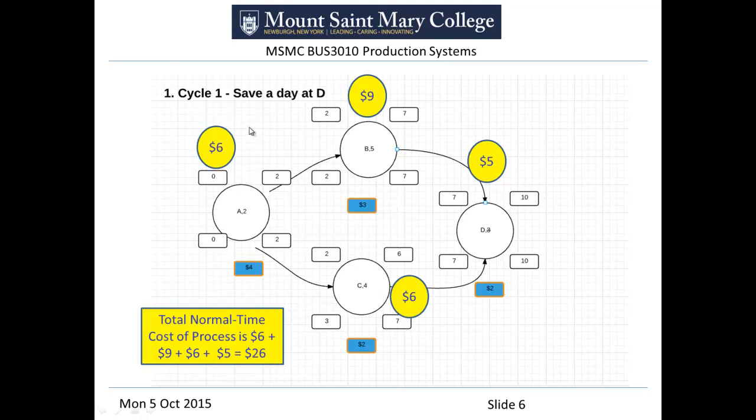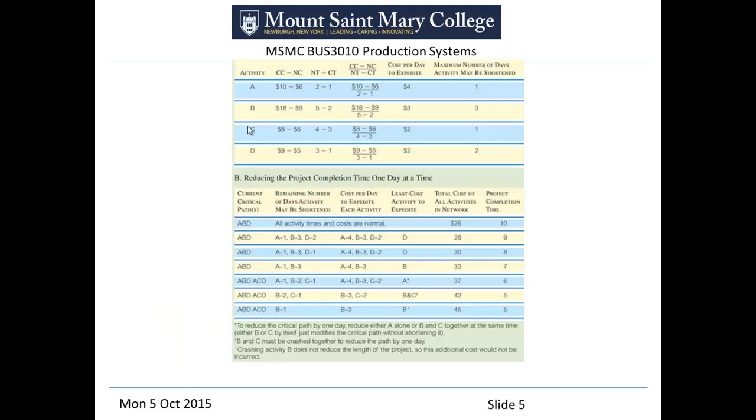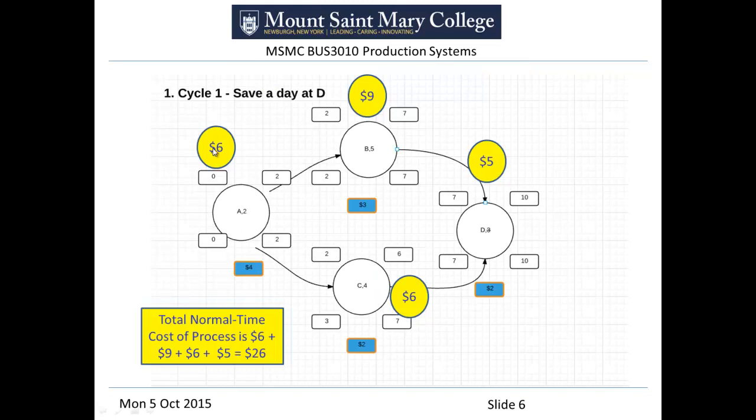What I wanted to show in this slide is where the cost of $26 comes from. If you go back to the original information that was given to us, the normal cost for A for 2 days was $6, the normal cost for B was $9, the normal cost for C is $6, and the normal cost for D is $5. Take a look at those numbers, and then when we come down here, we just apply them. The 6 refers to activity A, the $9 to activity B, $5 to D, and $6 to C. These are the costs to get through this whole system.